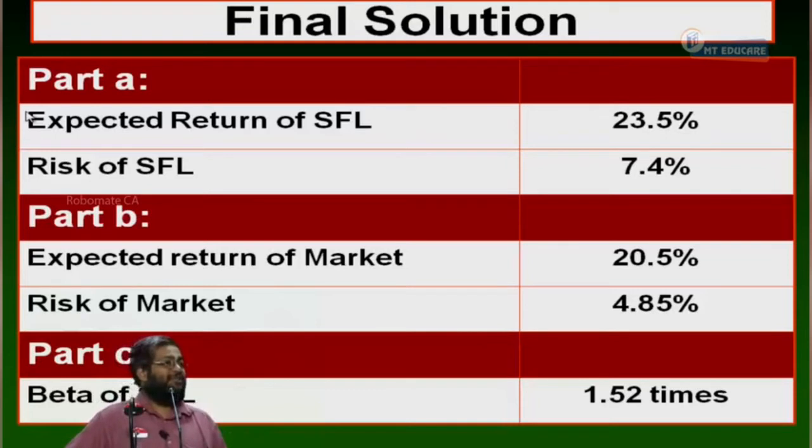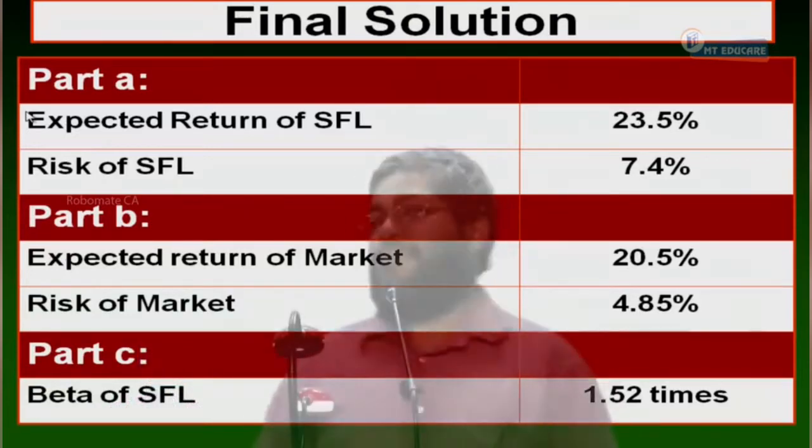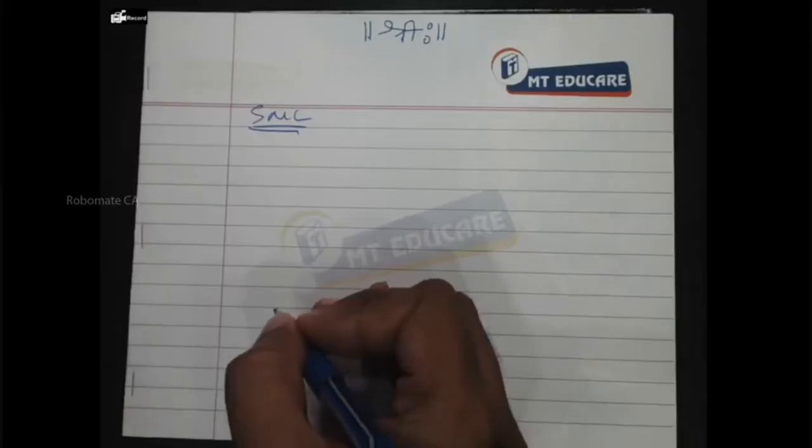Let us assume the risk-free return to be 10%. Can we have it or not? Let us have it. Now, can we start doing the calculation first? The correct way to calculate is SML. Write down SML, the security market line.